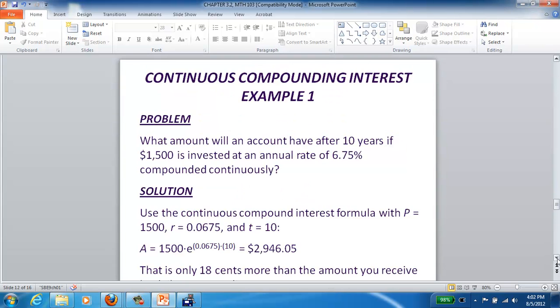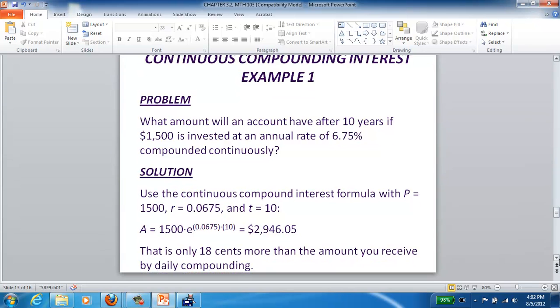However, we can make one single transformation in the graphing calculator and we don't have to worry about the formula. Let me show you how. In this case, we want to see what is going to be the amount after 10 years if $1,500 is invested at a rate of 6.75% compounded continuously. And this is the answer, $2,946.05 by using the formula.